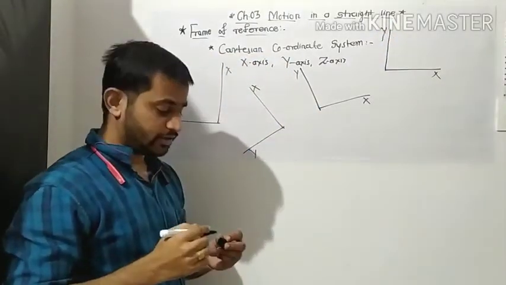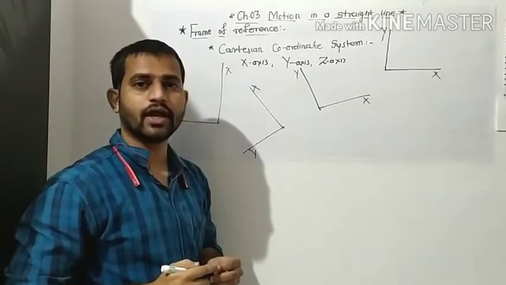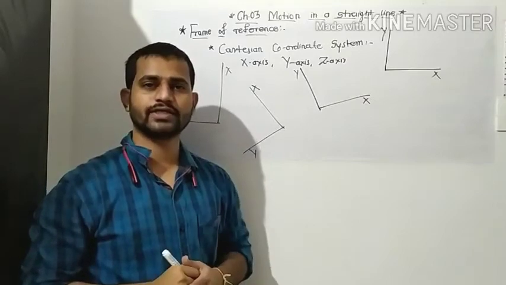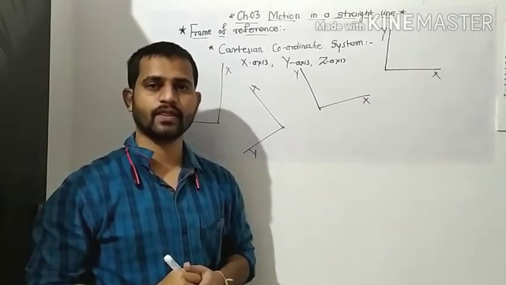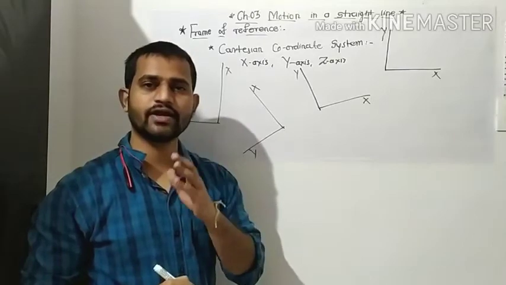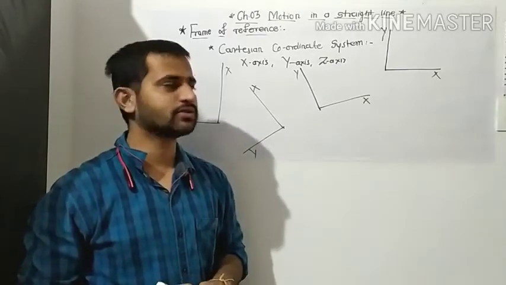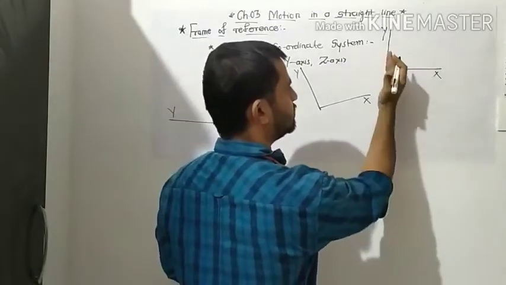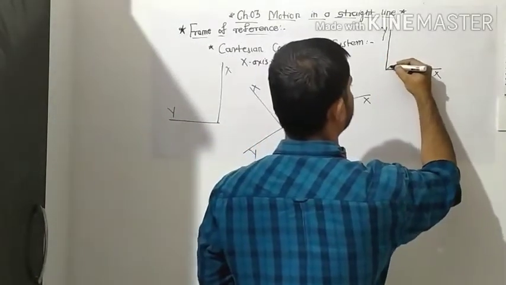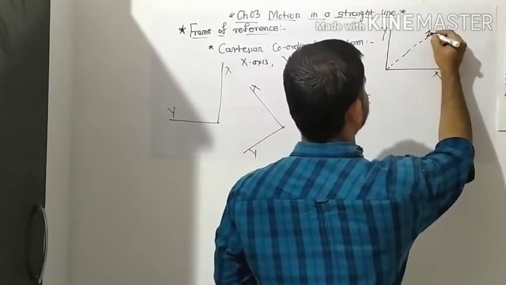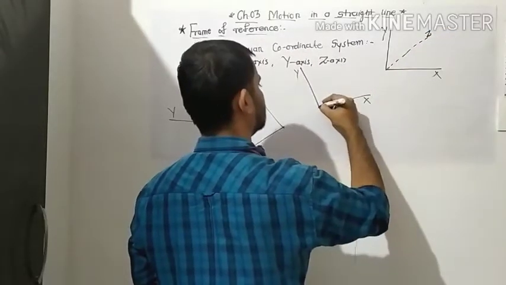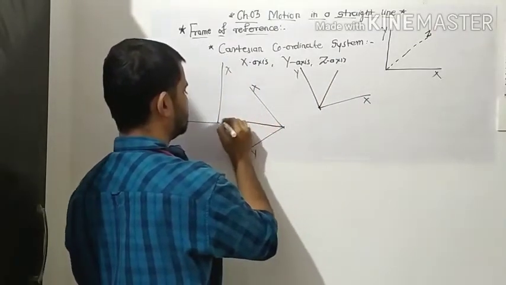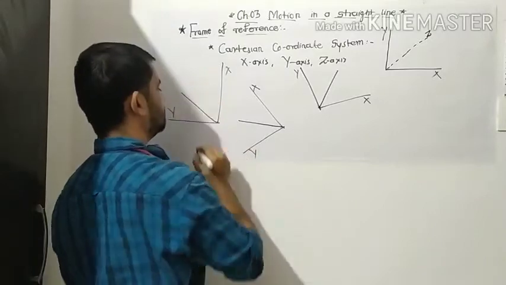Okay, and the third condition is again very important: the z-axis is at a 90 degree angle to both the x-axis and the y-axis. So in this case, how can we find the z-axis? It is in this direction, so this is the z-axis.